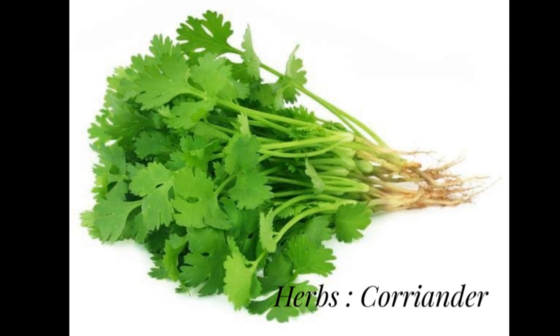Now we are going to read about herbs. Herbs are small plants. Their stems and branches are mostly soft and green. Herbs live for a few months, so they are also called seasonal plants. For example, coriander, mint, grass, these all come under herbs.